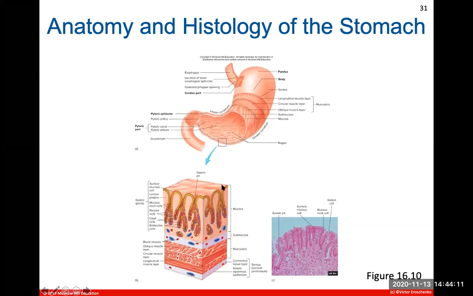So here's a look at the anatomy and histology of the stomach. You can see the rugae, the lesser and greater curvature, the walls of the stomach. The cardiac part is the opening from the esophagus, and then the pylorus will be the ending region next to the pyloric sphincter that will control the passageway of food into the duodenum, which is the first part of the small intestine.